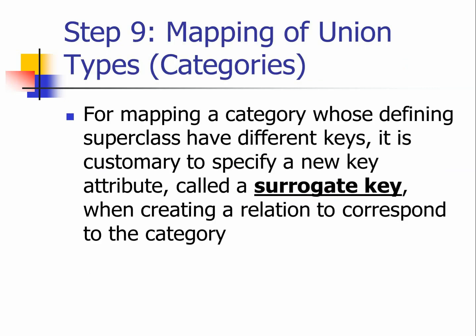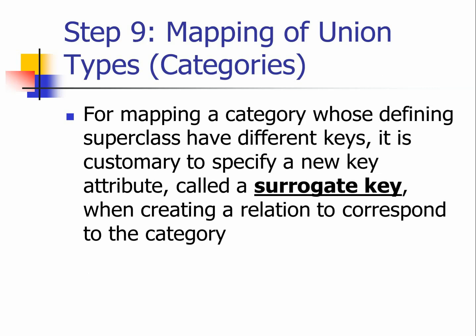Finally, mapping of the union. Union gives a very special property because it provides an OR opportunity. And therefore, to handle that, we do something very different from all the other steps that we have learned so far. Mapping a category, which defines a superclass, has different keys indicating they have multiple choices.